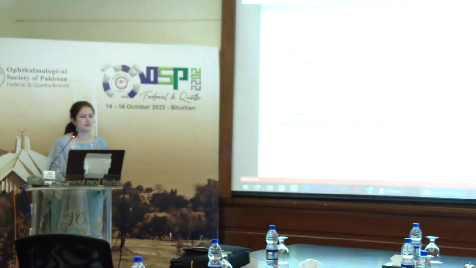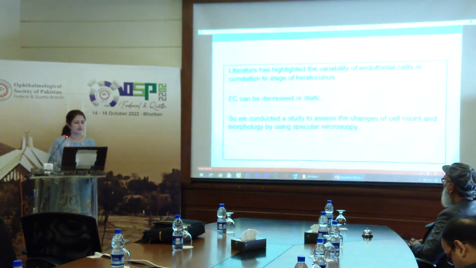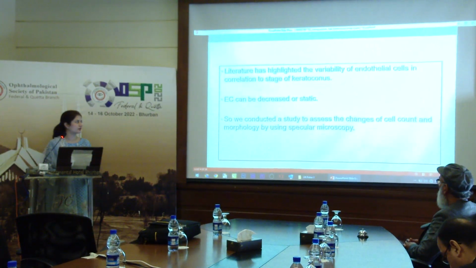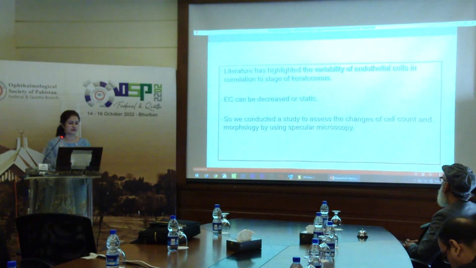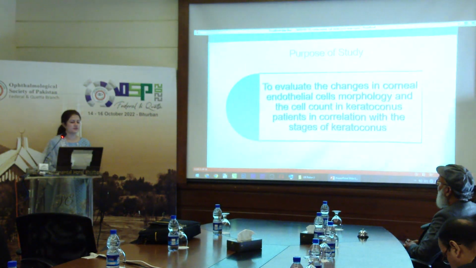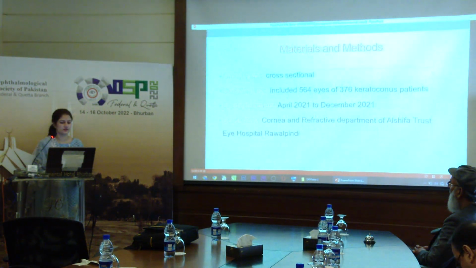Literature has highlighted the variability of endothelial cells in correlation to the stage of keratoconus. The endothelial cells can be decreased or static, however they might not be functioning as in a healthy cornea. So we conducted a study to assess the changes of cell count and morphology using the specular microscope. The purpose of the study was to evaluate the changes in corneal endothelial cell morphology and cell count in keratoconus patients in correlation with the stage of keratoconus.